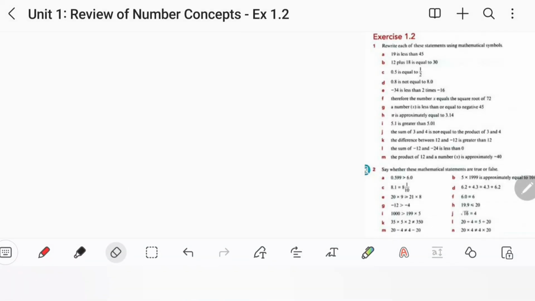Today we are solving exercise 1.2 of IGCSE core and extended by Karen Morrison. So let's start with question number 1. In question number 1, they are asking to rewrite each of these statements using mathematical symbols.